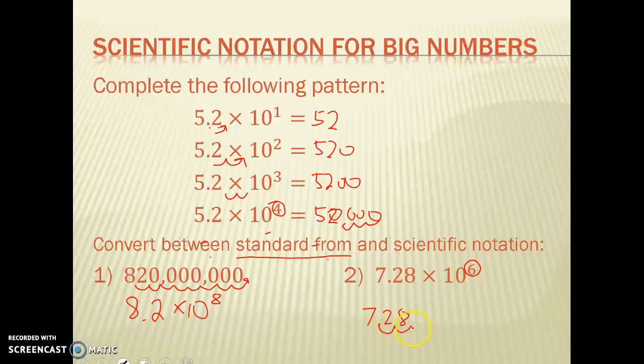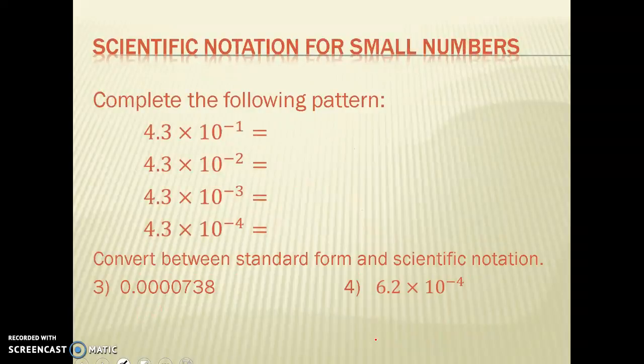So that's going to be 1, 2, 3, 4, 5, 6 spaces to the right, which means I'm going to have several zeros in there. Here's my decimal. So I'm going to have a comma here and a comma here. That's 7,280,000. So this also works for smaller numbers.